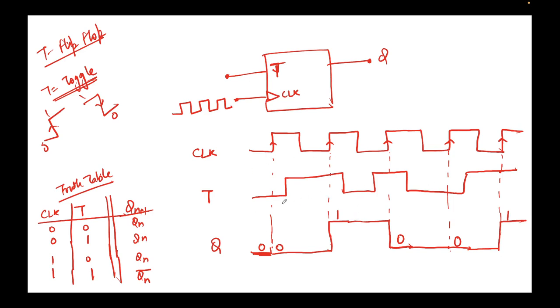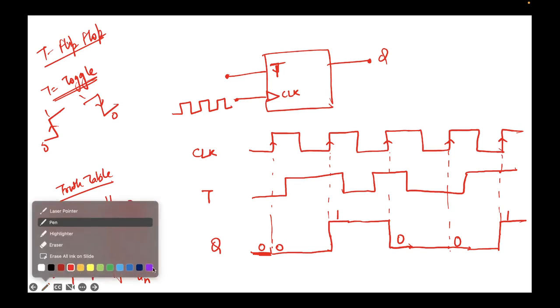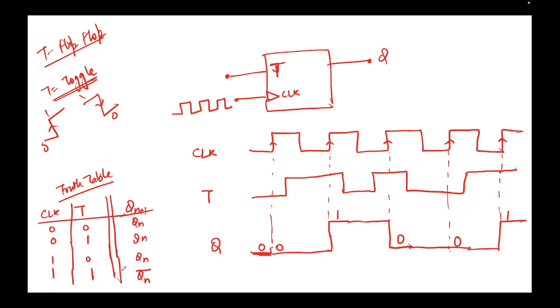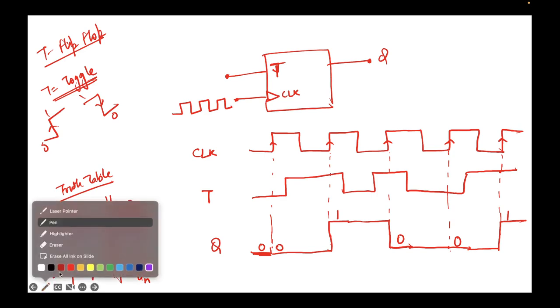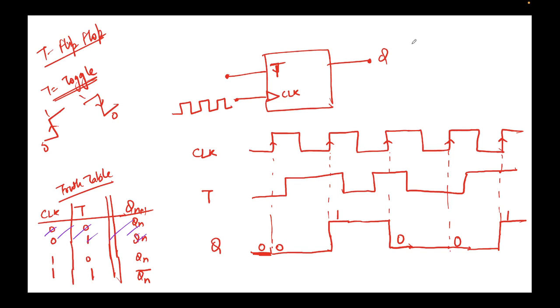Okay, this is the truth table. Again, as I told earlier, usually what you see is only the bottom two rows. These two rows are usually not talked about because the clock is low, so no change can happen. Only the change is what we want to capture. So changes are happening only at this junction. So that is the complete picture.